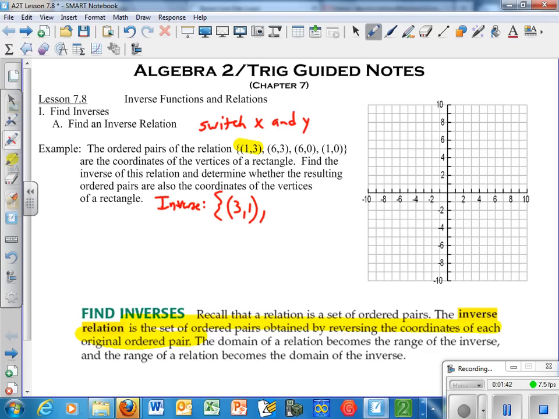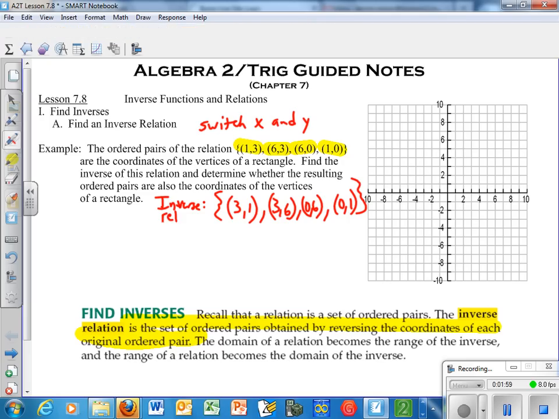The next one we have (6, 3). That becomes (3, 6). Then we have (6, 0). That becomes (0, 6). And then we have (1, 0). That becomes (0, 1). So there is the inverse relation.